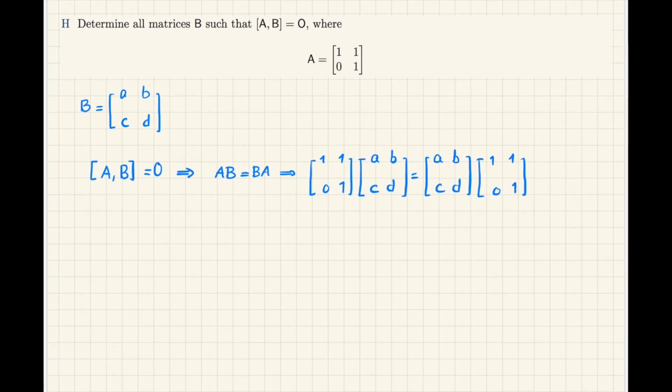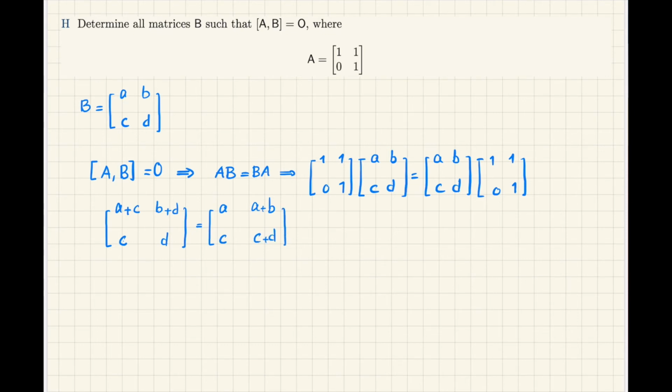Okay, so the left hand side, I just multiplied these two matrices. So it's very simple task now. So it becomes A plus C, the first one. The second one becomes B plus D. The next one becomes C, and the next one becomes D. Yes? This is the product on the left hand side, and the product on the right hand side can be done similarly. So it becomes A plus B, and then I have C, and then I have C plus D.